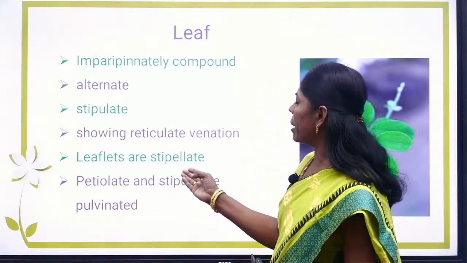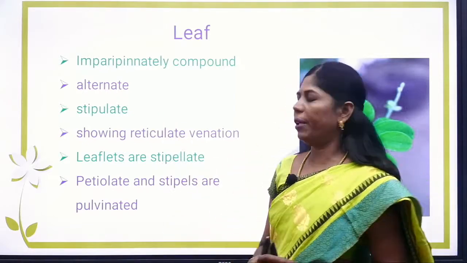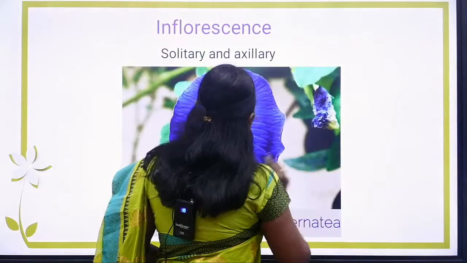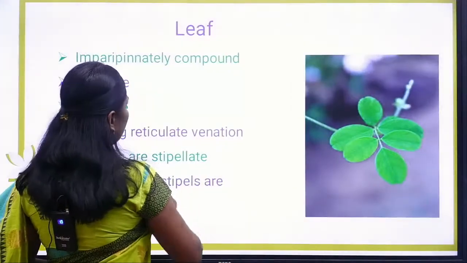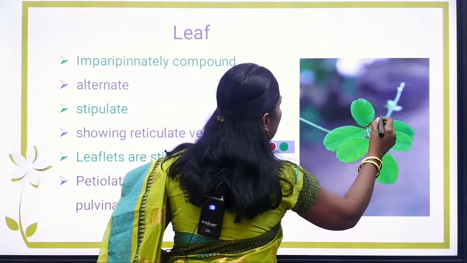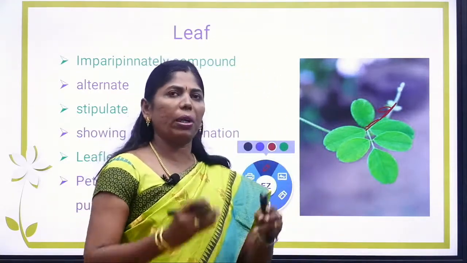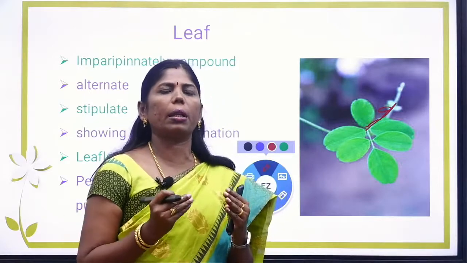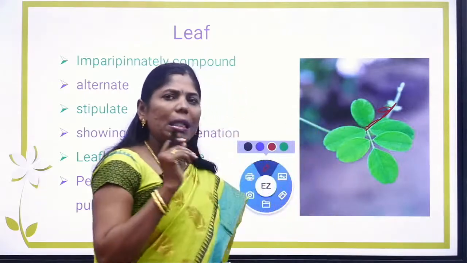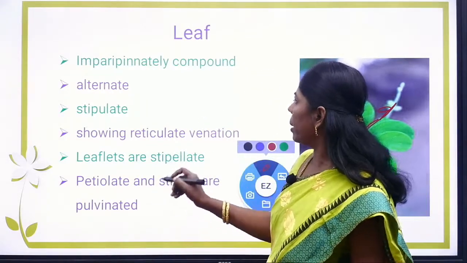The leaflets are stipulate. What is stipulate? At the base of the leaf, for example here, this is a compound leaf. At the base of the compound leaf there is an extra outgrowth that is called a stipule. If there is an extra outgrowth at the base region of the leaf, we call it a stipule. At the same time, each leaflet has a small extra outgrowth, that is also a stipule. This is called a stipule.